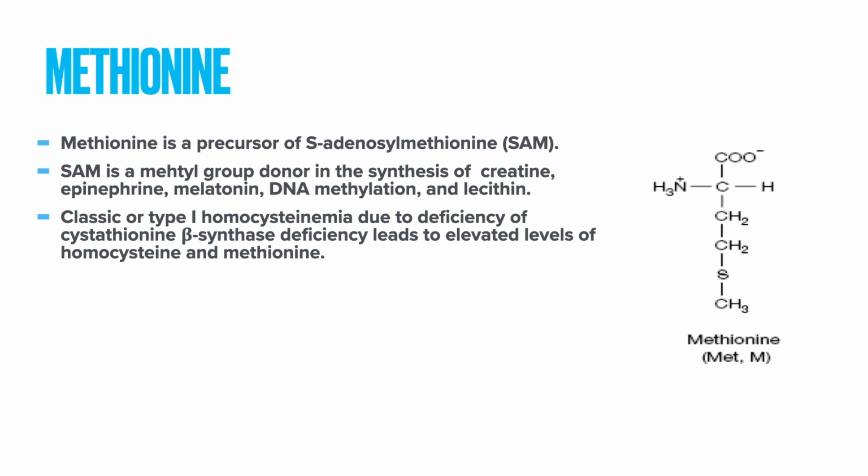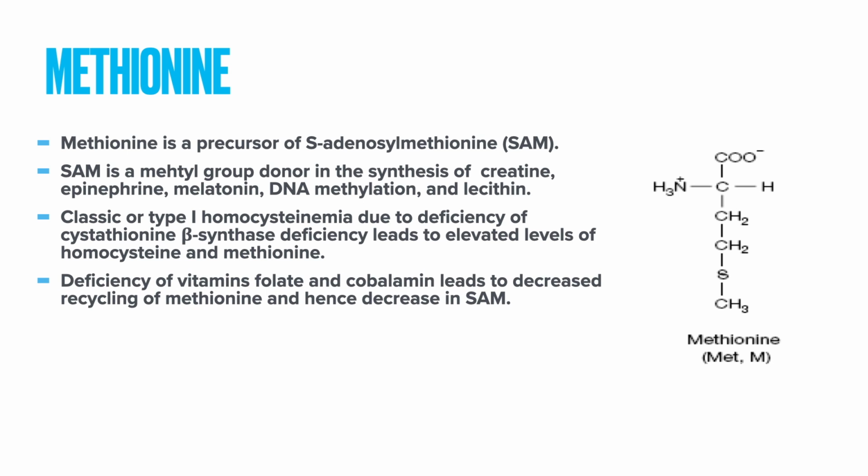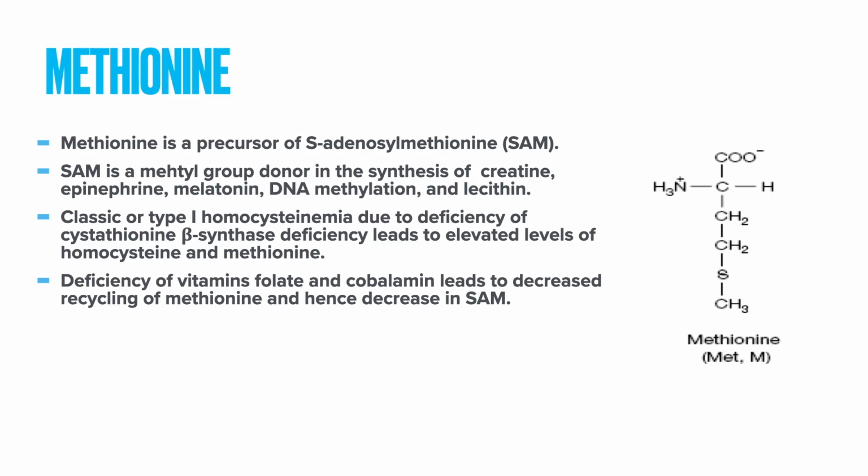homocystinuria, and in these type 1 homocystinuria cases, there will be an increase in homocysteine and also an increase in methionine. Folate and cobalamin, these two vitamins, are needed in the recycling of methionine from homocysteine. So, if there is any deficiency of these two vitamins, cobalamin and folate, it will lead to a decrease in methionine formation, thereby a decrease in S-adenosyl methionine formation.